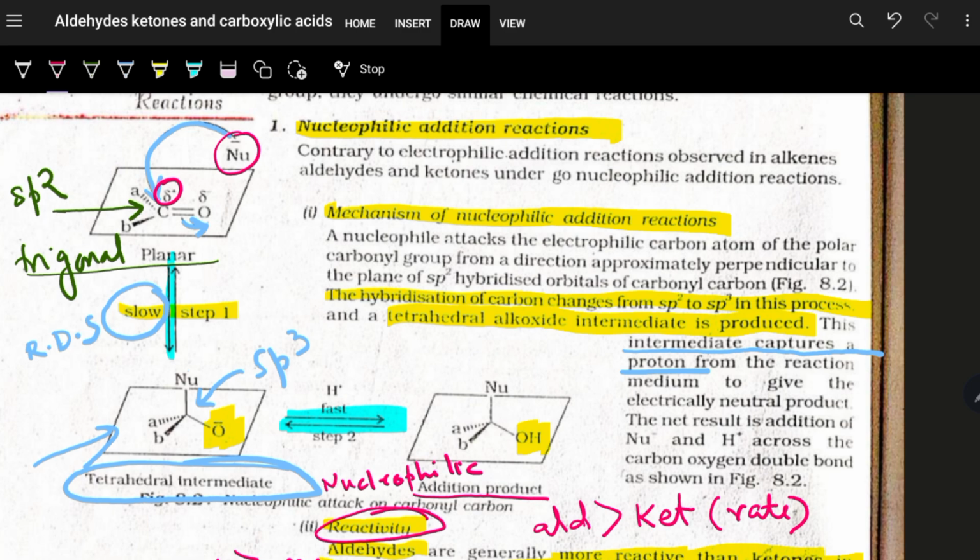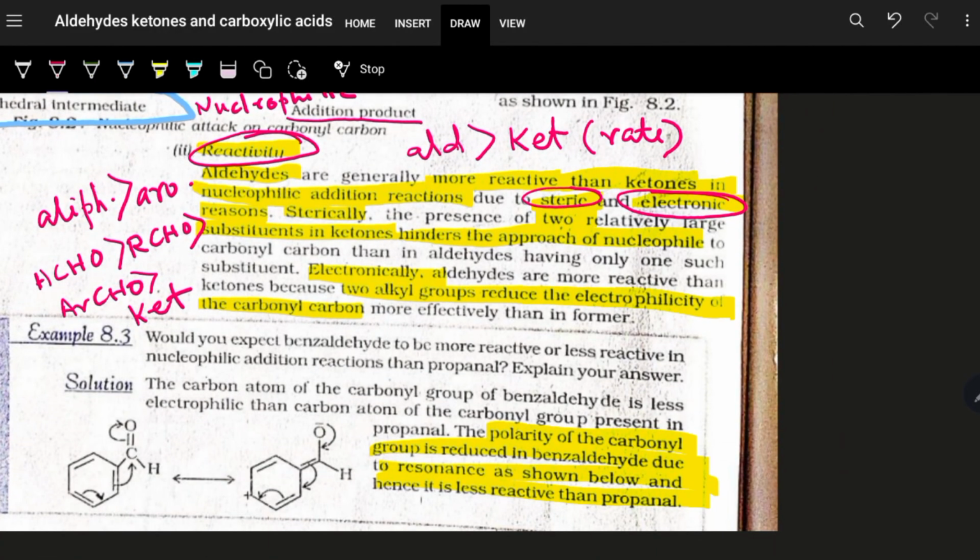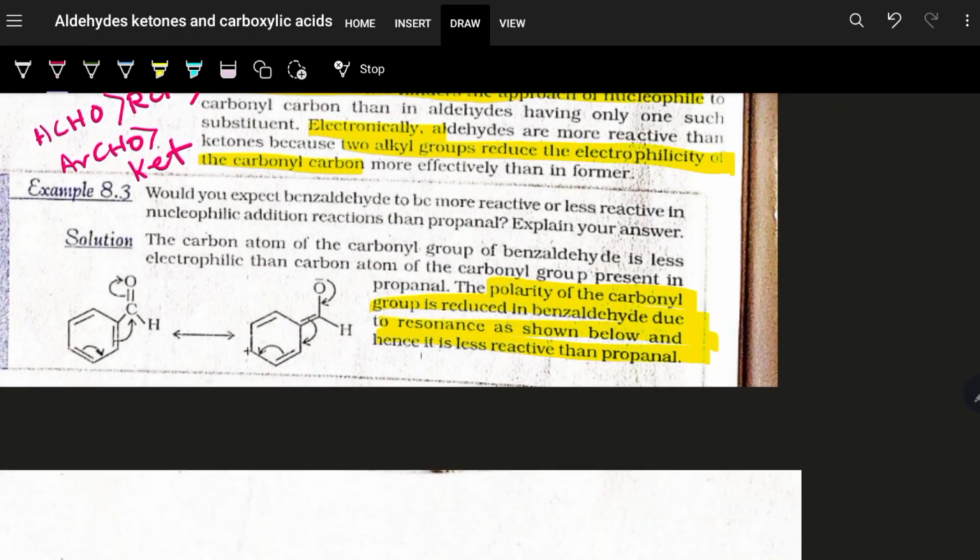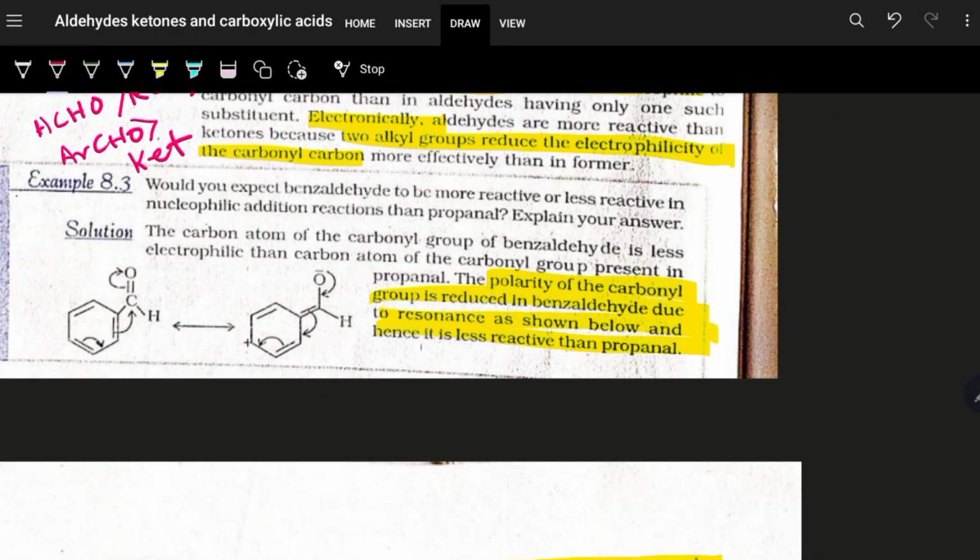And electronic reason means when the size of A and B increases, then it actually has a plus I effect, for which it reduces the delta positive character or the electrophilic nature of the carbonyl carbon. This is an important question, example 8.3.